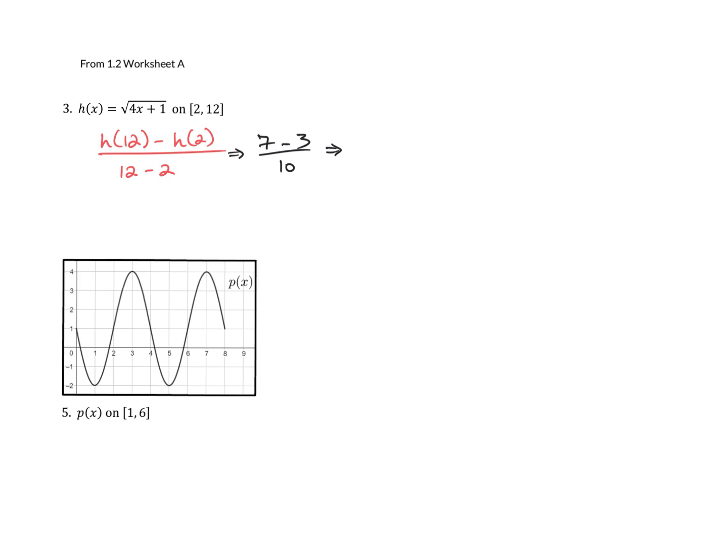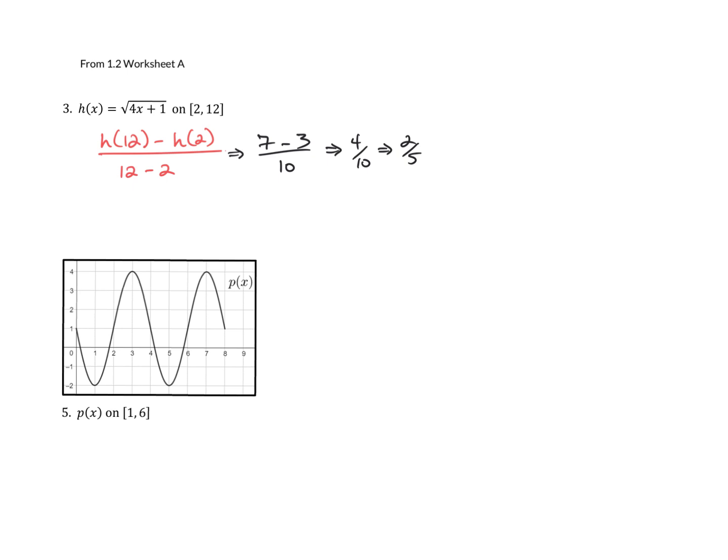And so 7 minus 3 is 4. So I have 4/10. You can simplify it if you'd like. So we end up with 2/5. All right. So the average rate of change on the interval 2 to 12 of that function is 2/5. And so that would actually be a slope of 2/5 between those 2 points. Make sense? All right, cool.